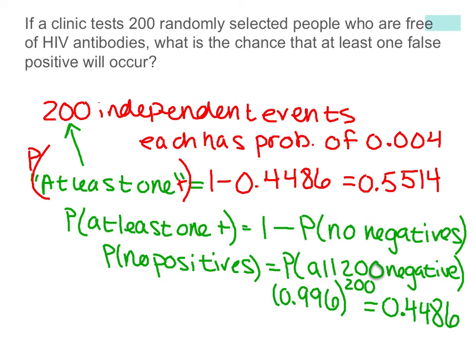So there is more than a 50% chance that at least one of the 200 people will test positive for HIV, even though they don't actually have the virus. And that is it.